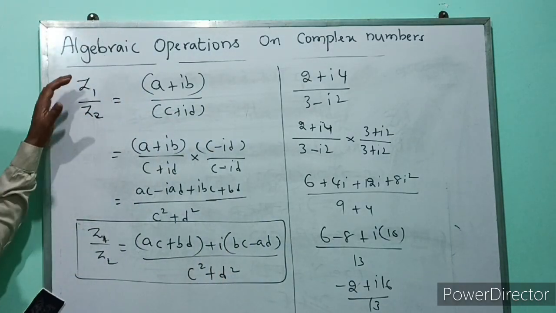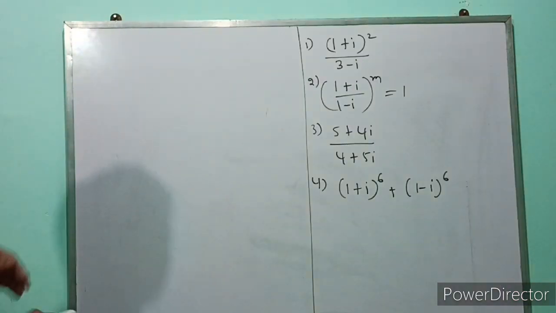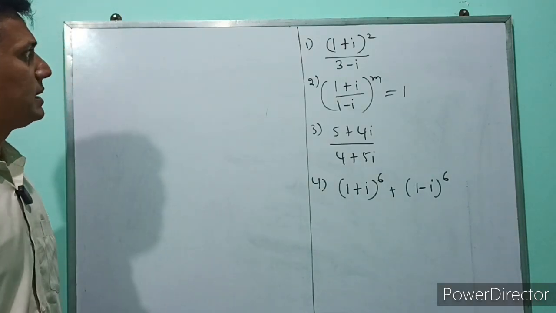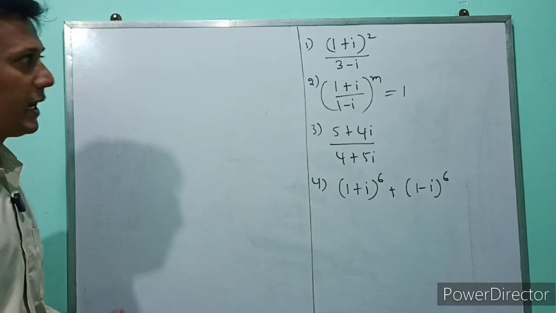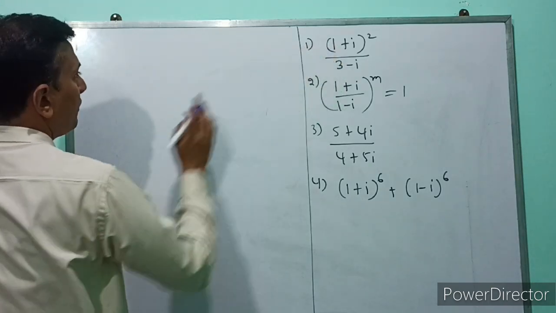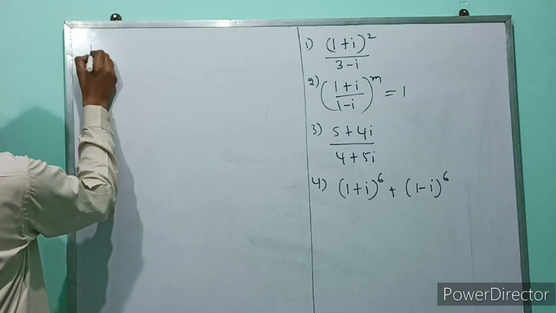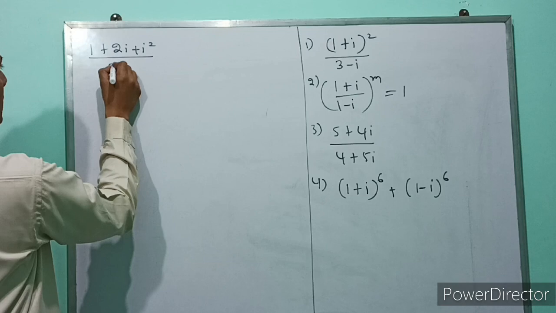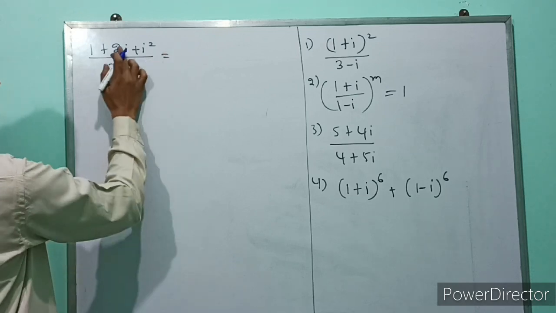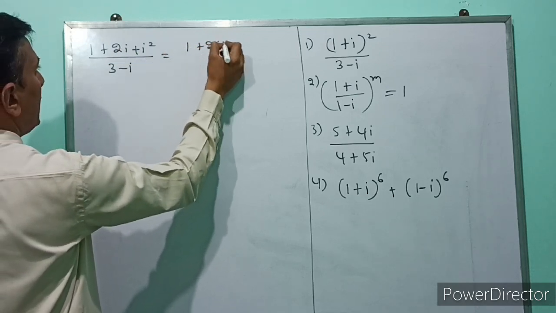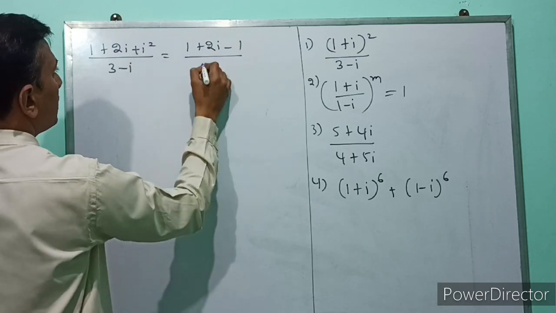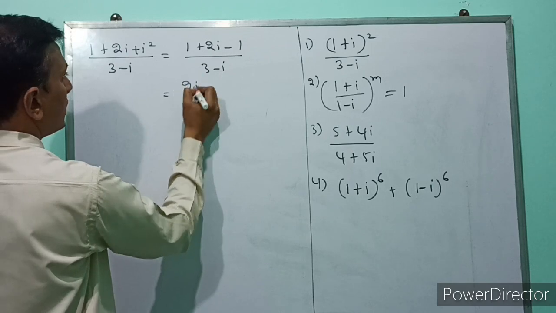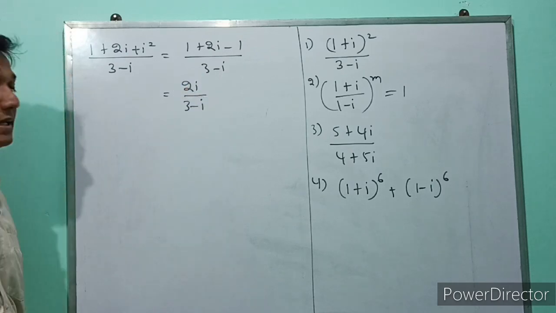So these are the 4 operations that we have discussed. Let us solve these problems one by one. First one: 1 plus I whole square by 3 minus I. I have to expand in the form of a plus b whole square. So I will get 1 plus 2I plus I square by 3 minus I, where I square value is minus 1. So 1 minus 1 gets cancelled, you will be left with 2I by 3 minus I.